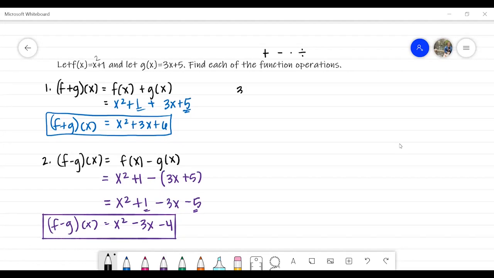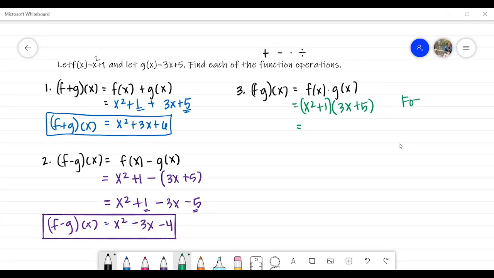If we were to multiply these, so if we wanted f times g of x, well, again, by definition, this is just f of x times g of x. So we just multiply these two together. So for us, that's x squared plus 1 times 3x plus 5. And a lot of times we do just multiply this out. In this case, this is foiling. So x squared times 3x, x squared times 5, 1 times 3x, and 5. We don't have any like terms here, so this is just f times g of x.